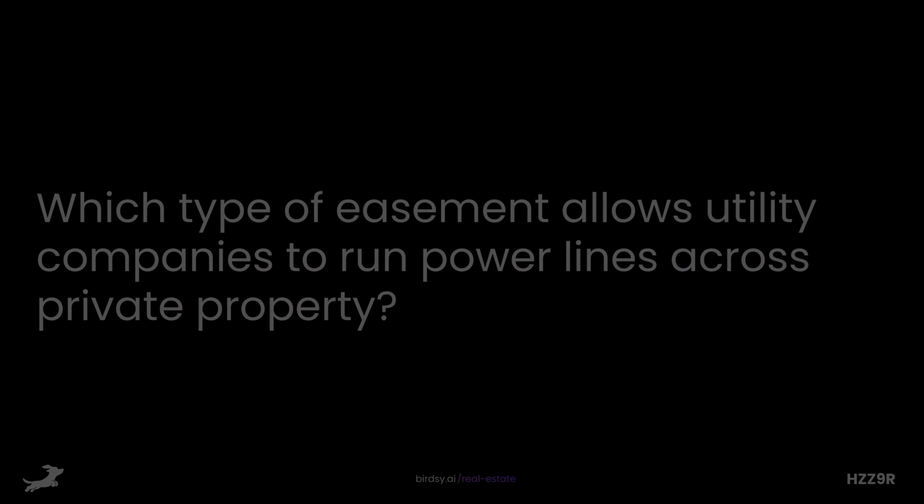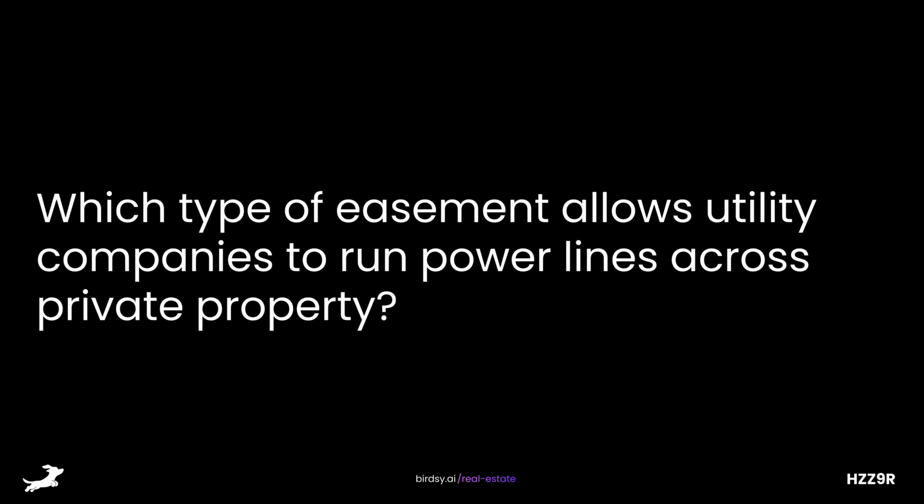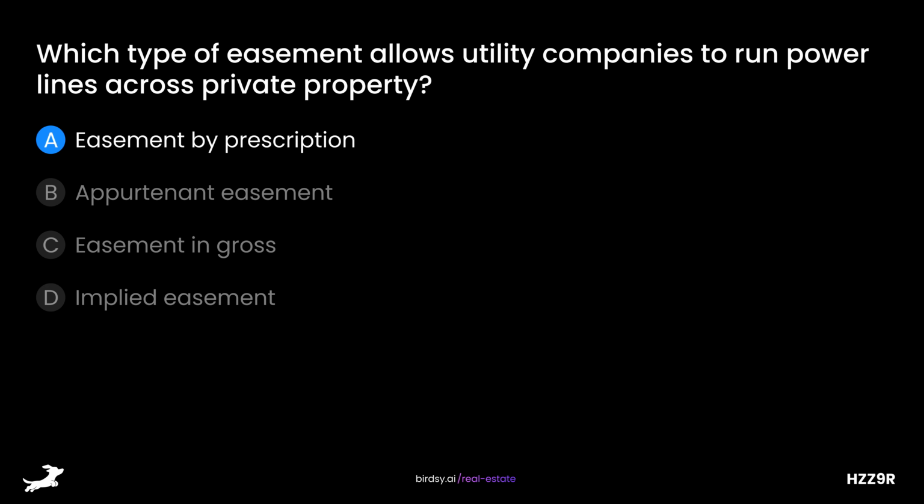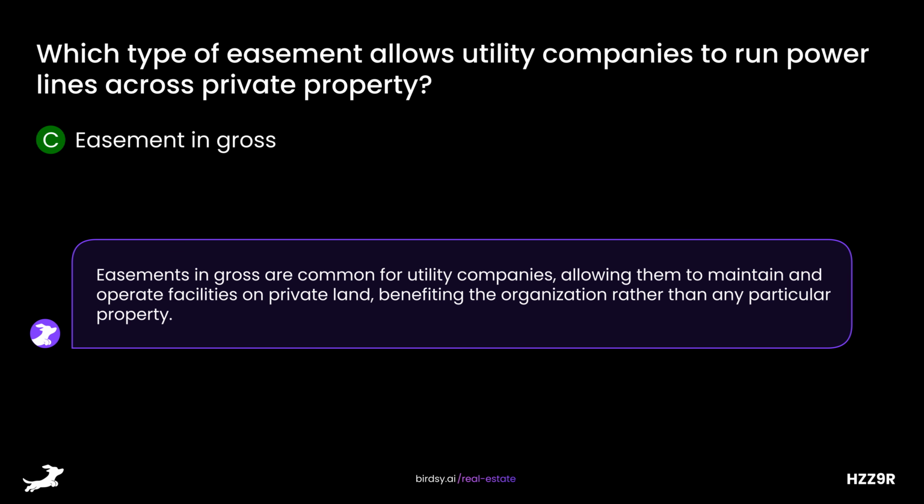Which type of easement allows utility companies to run power lines across private property? Is it A, easement by prescription, B, appurtenant easement, C, easement in gross, or D, implied easement? The answer is C, easement in gross. Easements in gross are common for utility companies, allowing them to maintain and operate facilities on private land, benefiting the organization rather than any particular property.